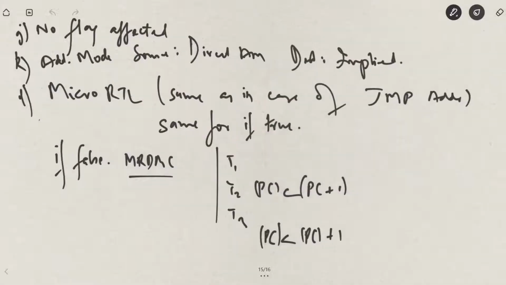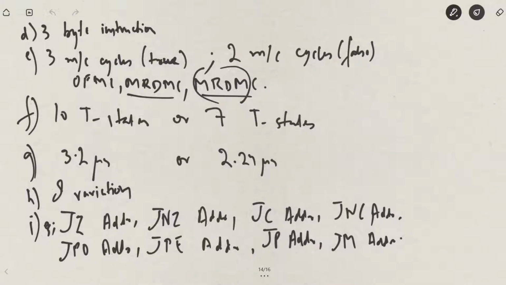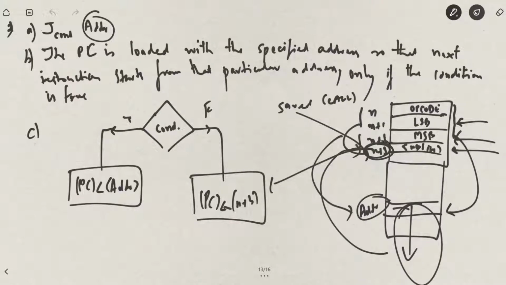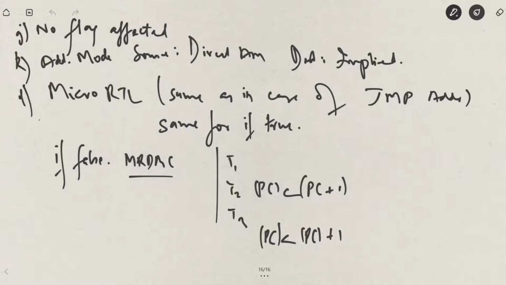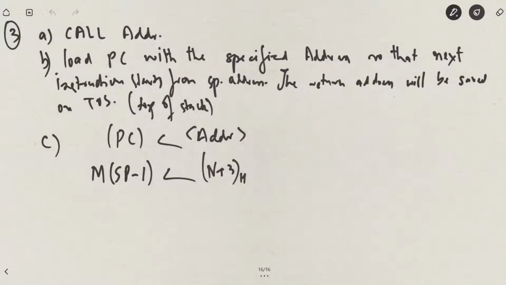N plus 3H. Fine. So we defined here that if the opcode of the call instruction was written at memory location N, the next instruction will start from N plus 3. So we need to store this N plus 3 somewhere. The most significant byte of this is stored at SP minus 1, and at SP minus 2 the least significant byte of this is stored. Fine. So this is stack memory.